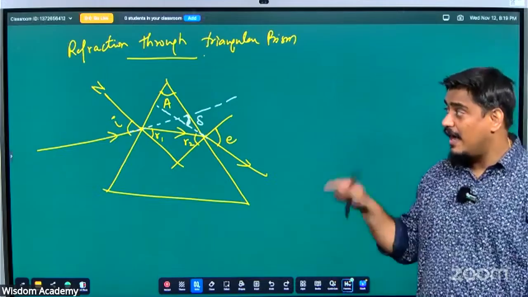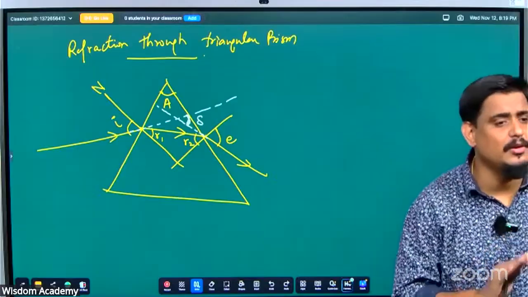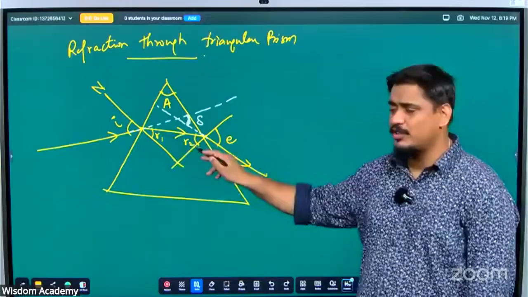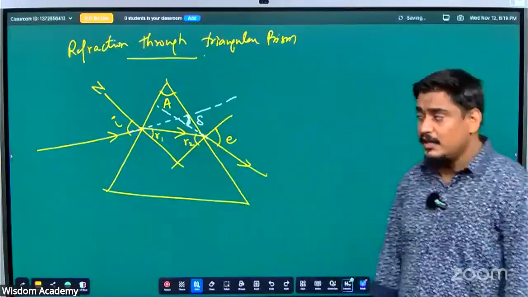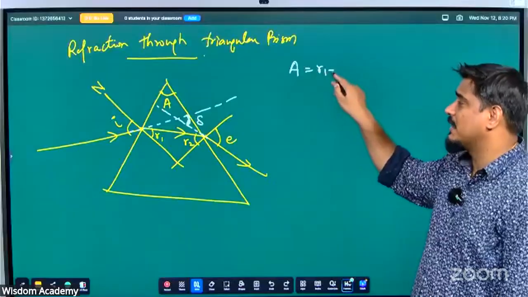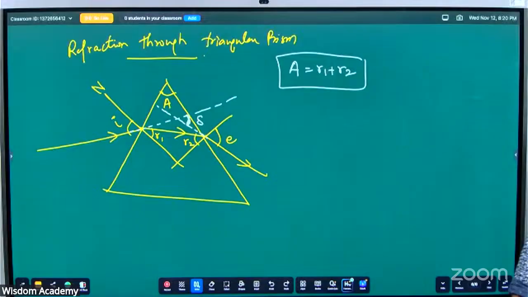Delta, I, A, R1, R2. Everything should be very clear to you. As I have drawn angle of incidence, refraction 1, refraction 2, angle of emergence. If you derive it, I have done in the class, A will become equal to R1 plus R2. Remember this? Now, don't think that angle of prism is always a top angle.